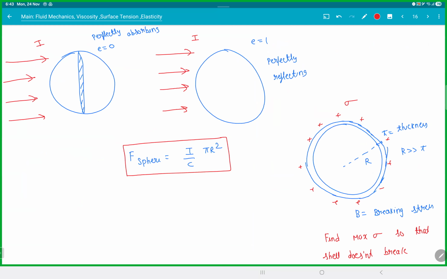Can you get this question? You have a thin shell of radius r and thickness t. B is the breaking stress. Find the maximum sigma, the surface density on the shell, so that it does not break. If you keep putting a lot of charge on the shell, what will happen? Eventually, the shell will pop. Find the maximum surface density on the shell so that it does not crack.